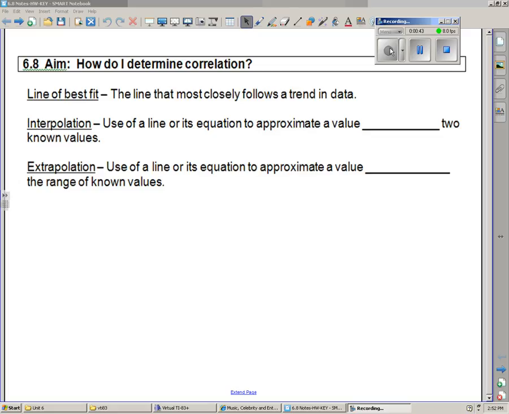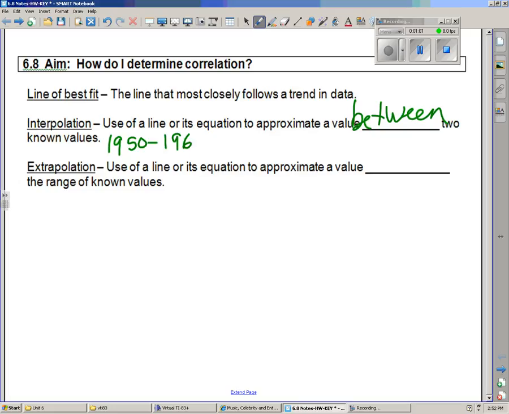Interpolation is when you use a line or its equation to approximate a value between two known values. Basically, if we were to give you some data regarding the years from 1950 to 1960, let's say we give you information regarding this 10-year period, and then we asked you a question about something that happens in the year 1957. Well, this would be an example of interpolation because the year 1957 falls within that 10-year range we gave you.